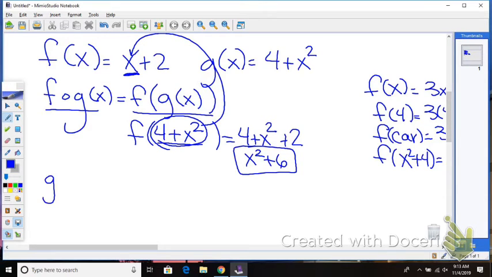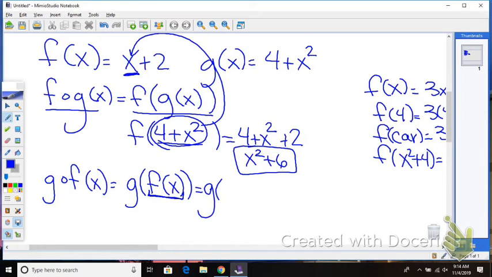So it's going to look like this on your paper: g of f of x. Rewrite that the way I want you to rewrite it. Now what's my inside function? f of x. So we're going to first start there. We're going to put in whatever f of x is. So I have g of f of x is equal to x plus 2.